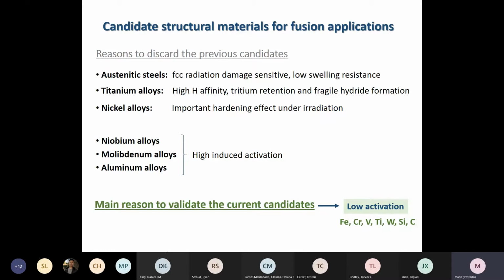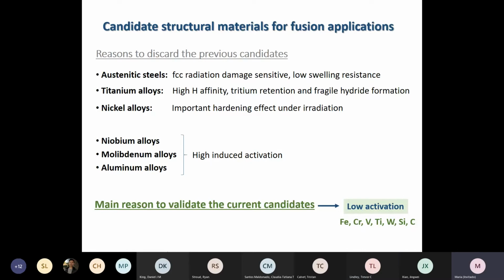And the other alloys that we mentioned, niobium, molybdenum, and aluminum, the main problem is that they are highly activated after operation. And the environment is quite something to be concerned about. Okay, a high activation in any of the involved materials needs to be avoided. So any of these high activation elements should be either eliminated or substituted.